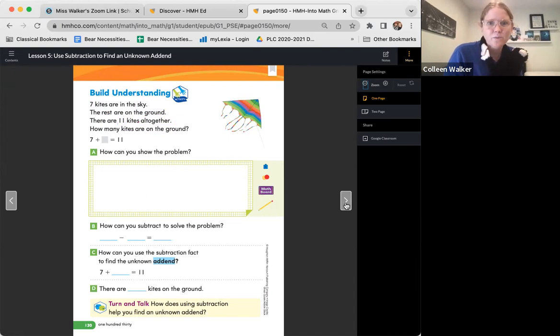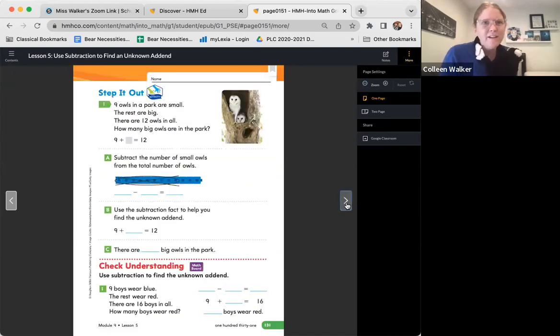All right, let's do a little more. We're going to do a little bit of the step it out. So it says 9 owls in a park are small. The rest are big. There are 12 owls in all. How many big owls are in the park? So friends, step 1, you can circle those numbers. So I'm going to circle the number 9, circle the number 12. And I love how, what's next? Yes, if you said underline the question, how many big owls are in the park?